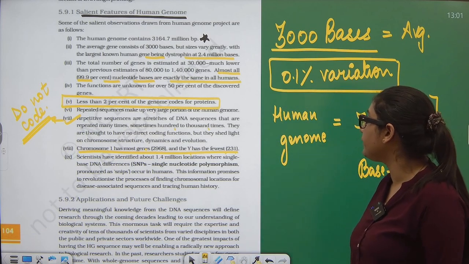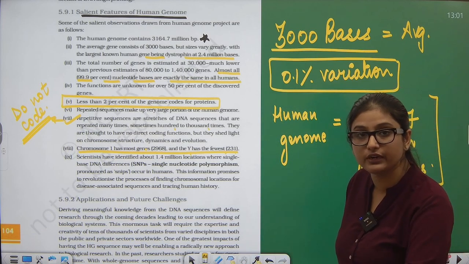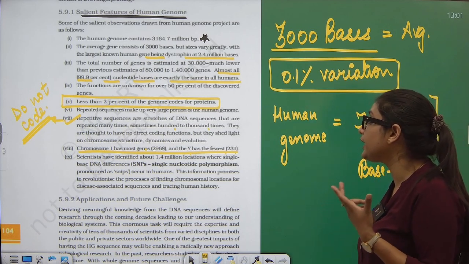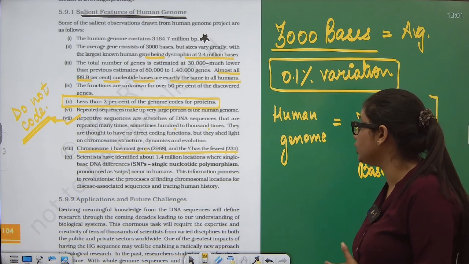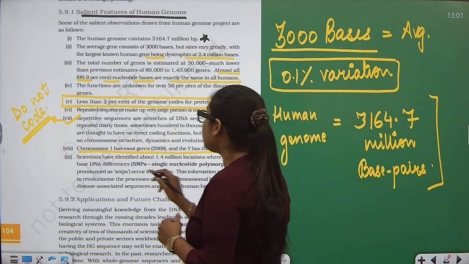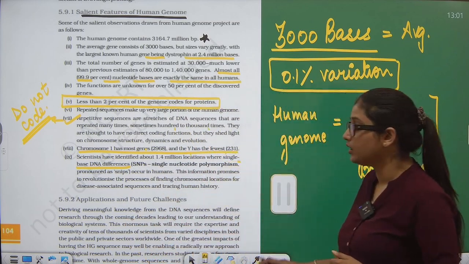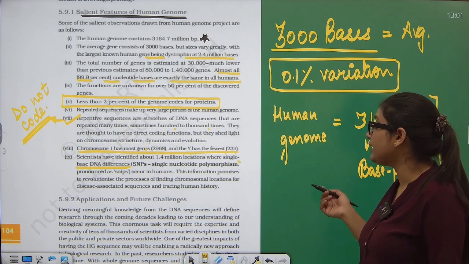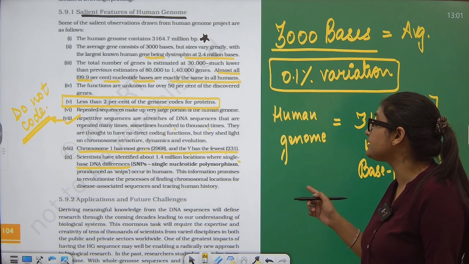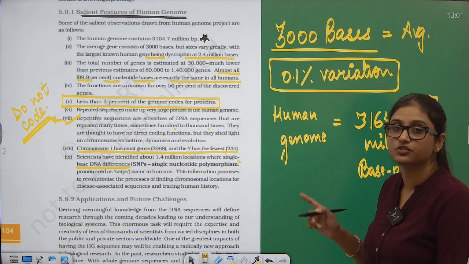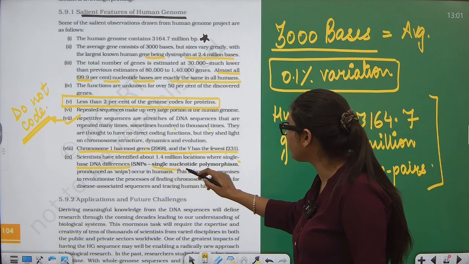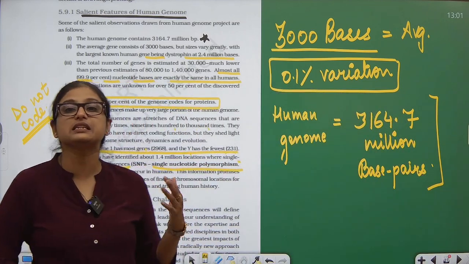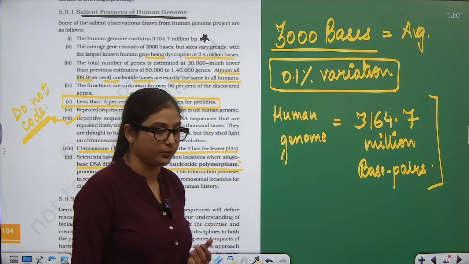Scientists have identified about 1.4 million different locations where single base DNA differences occur. That is single nucleotide polymorphism, SNPs, which occur in humans. This information promises to revolutionize the processes of finding chromosomal locations of disease-associated sequences and tracing human history. Because these SNPs are related to single nucleotides, they help us find various locations where diseased cases can be found.